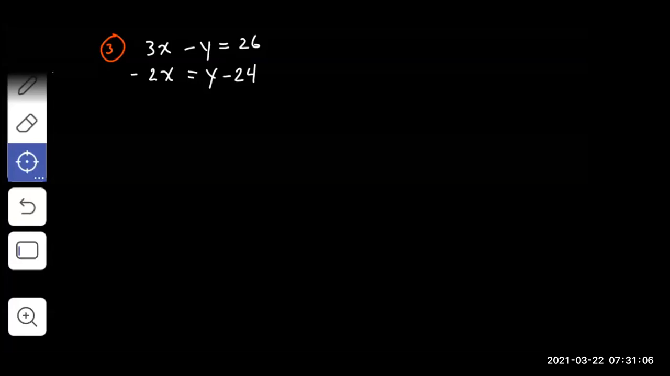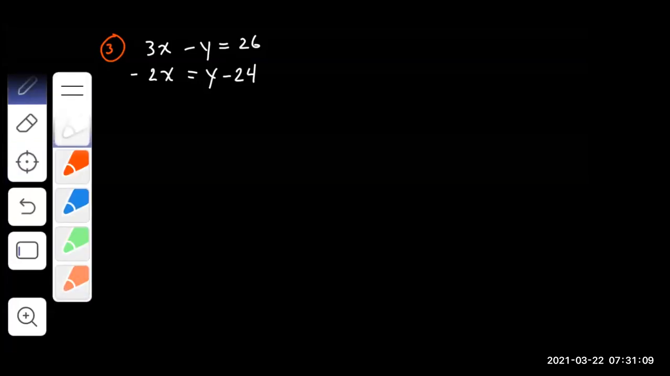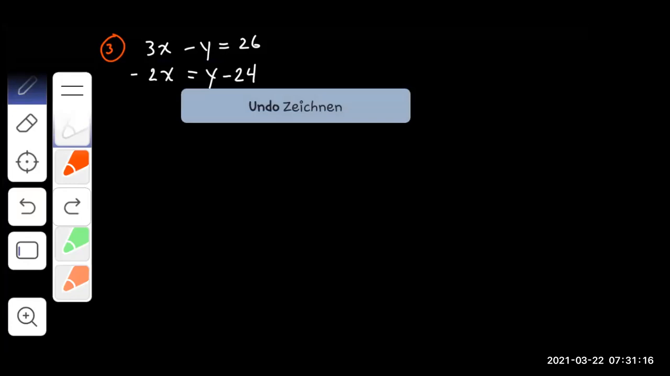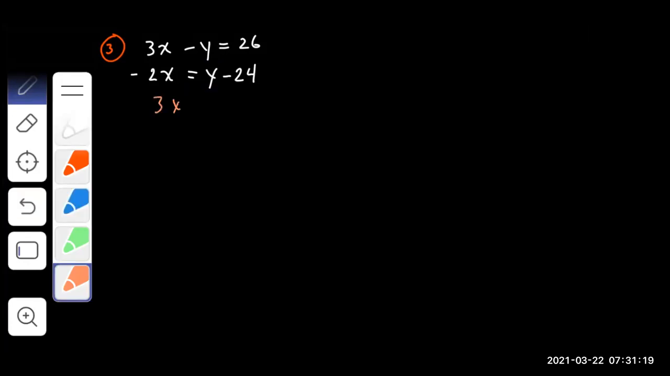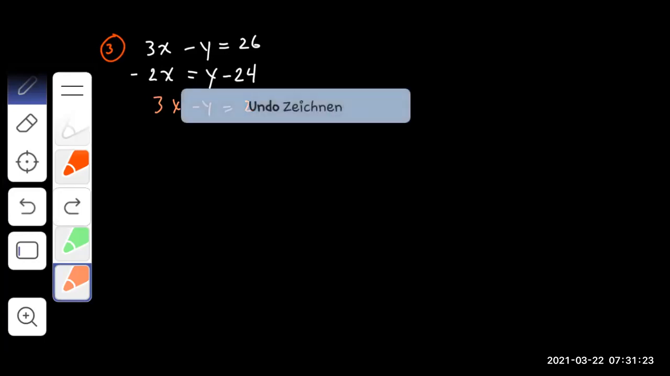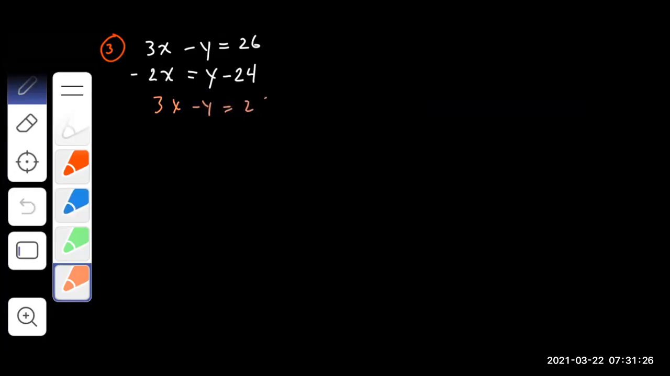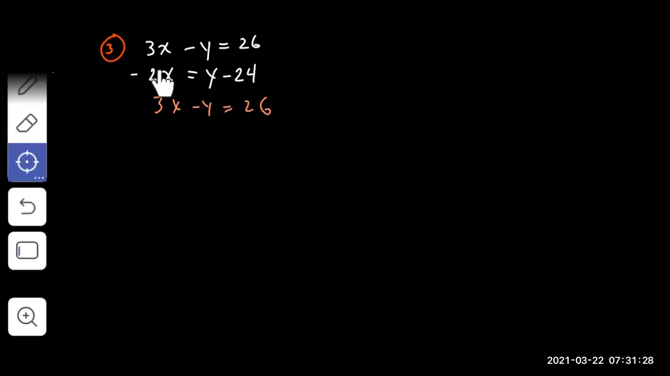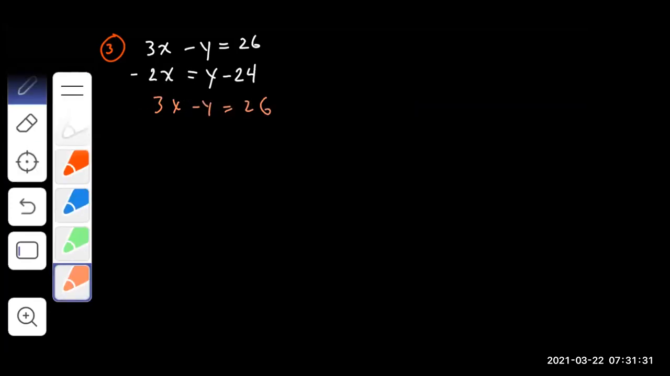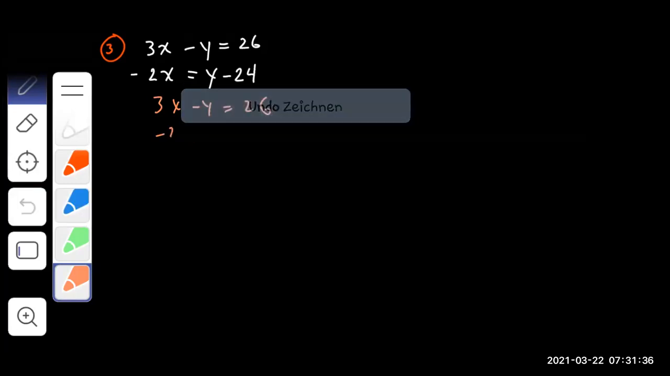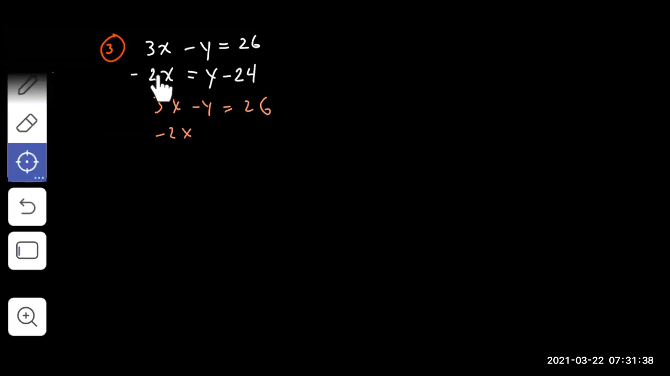I need to fix this. Okay, let me copy this. I will copy the first equation: 3x minus y equals 26. And then the second equation, guys, is the one that is not helping me at all. I need to modify the second one. Let me copy -2x. And take a look that y is not here, guys. I need to get y here.